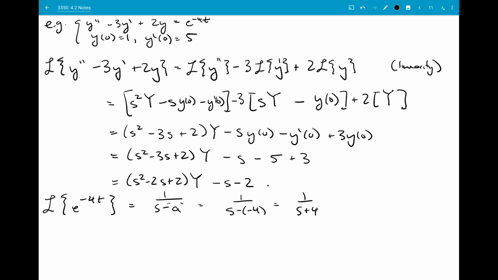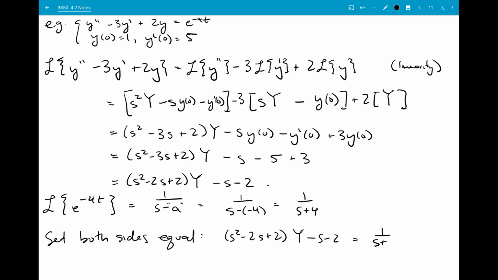And so when we set both sides equal, we can see that our differential equation is equivalent to (s squared minus 2s plus 2) times Y minus s minus 2 equals 1 over s plus 4. That's an algebraic equation that has only s's and capital Y's. All of our little y's, derivatives of little y, and t's disappeared when we took the Laplace transforms.